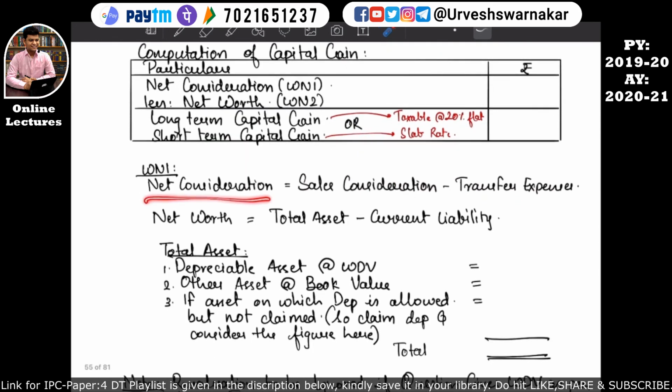How to calculate net consideration? Sales consideration, that is full value of consideration of the sale of the unit, which will be reduced by the transfer expenses if any, and we will find out our net consideration. I hope this is quite clear. Then we will calculate the net worth. Okay, net worth will be calculated in this manner: total asset minus current liability. I hope this is quite clear.